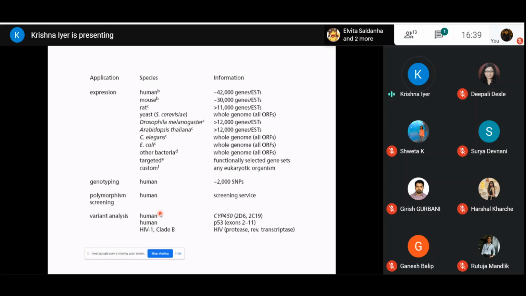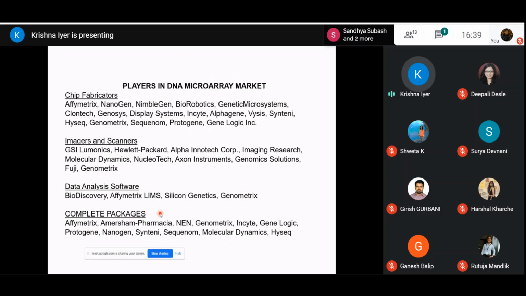So at one point these days will come where the doctor says go get a test done, and they will not specify what test. They'll just say do a chip test and let me know what all has happened to this person by looking at the sample. So here are the companies which are involved in this technology.